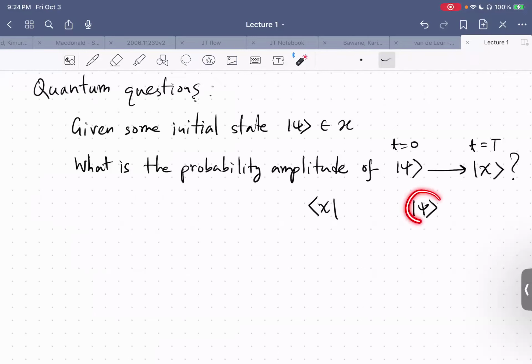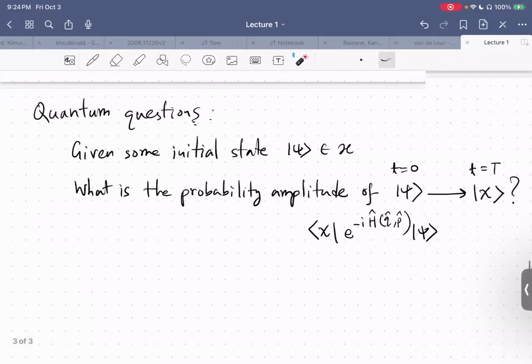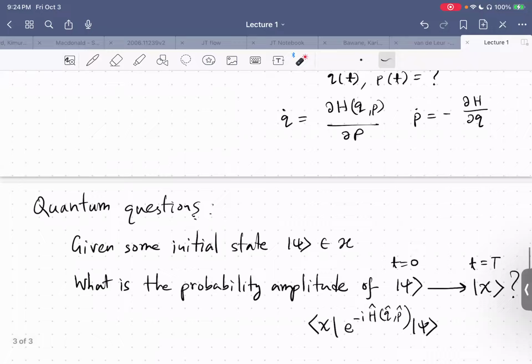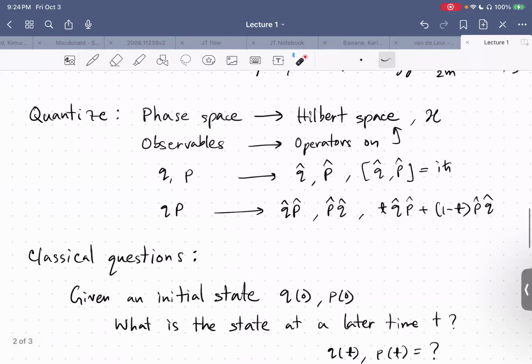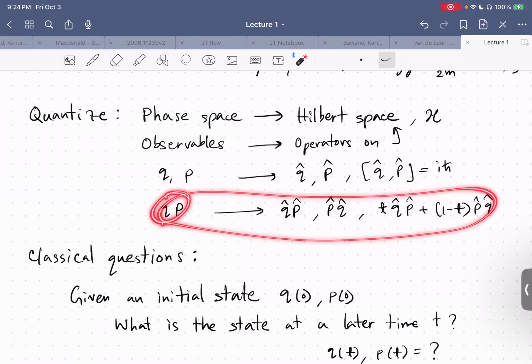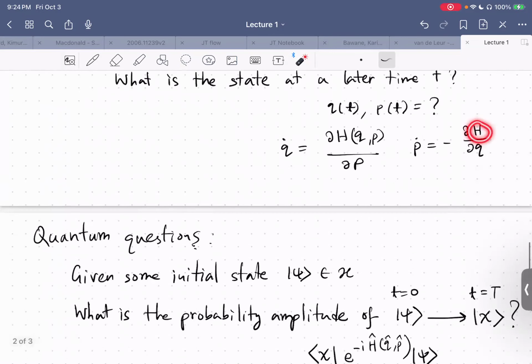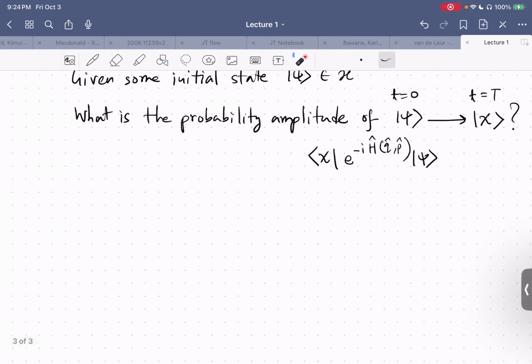So you evolve a state with a unitary operator. In particular, the unitary operator is e to the power minus i times the Hamiltonian, which is a function of Q and P, right? And this Hamiltonian operator is a quantum lift of the classical one. So using this promotion of classical observables to quantum observables, you promote whatever classical Hamiltonian you have to a quantum operator, and then using that operator, you construct a unitary operator.